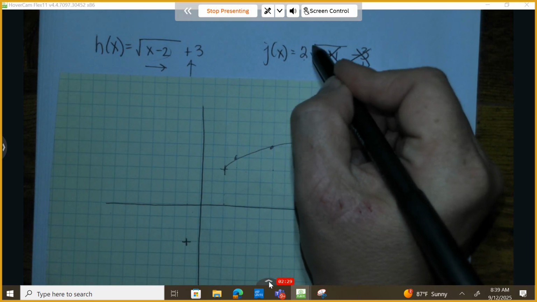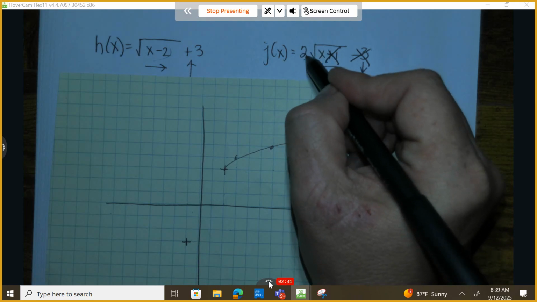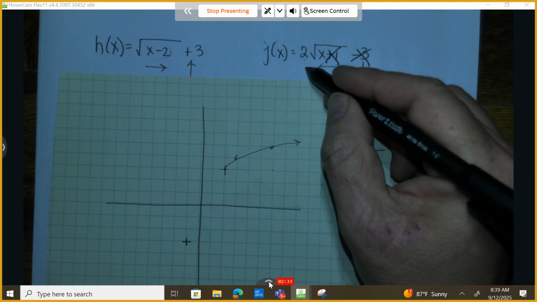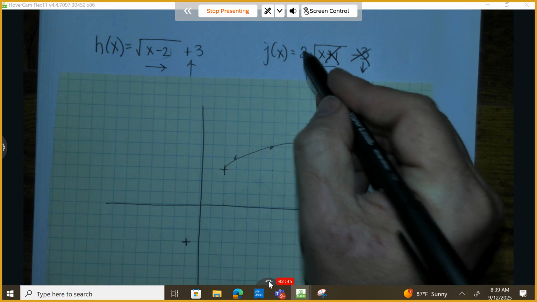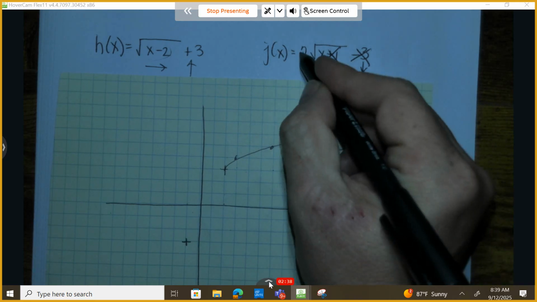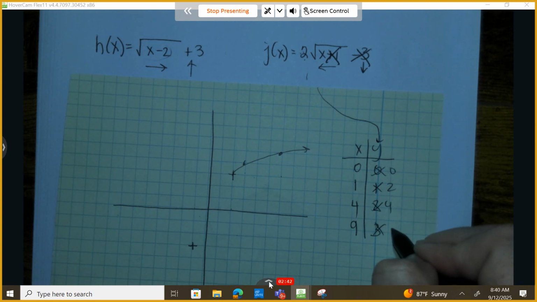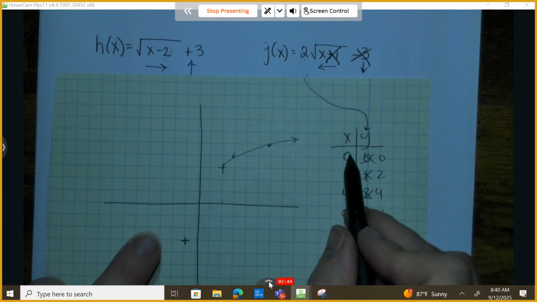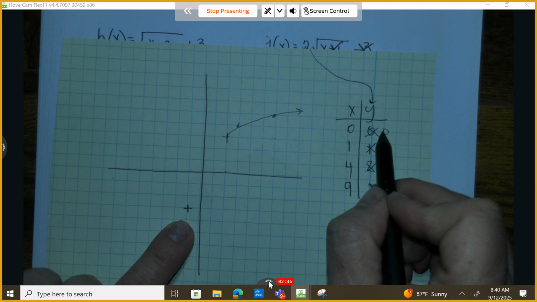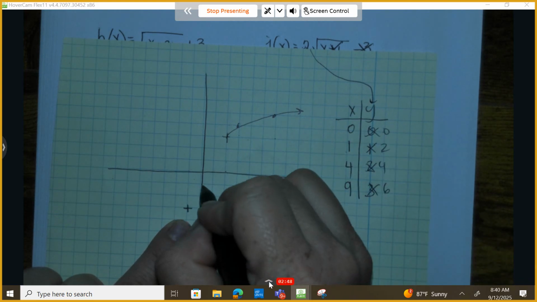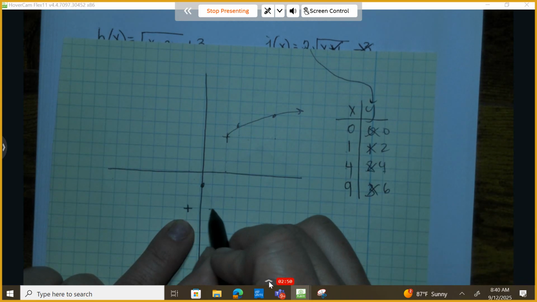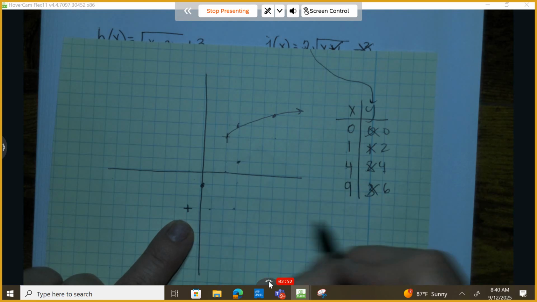Now, any value that's directly in front, stuck to the front of the parent function, always gets multiplied by the y's. So 2 times 0 is 0, 2 times 1, 2 times 2, and 2 times 3. So this is my new ordered pair. From down here, this is my 0, 0. I'm going to go right 1 and up 2, right 4 and up 4, and right 9 and up 6.